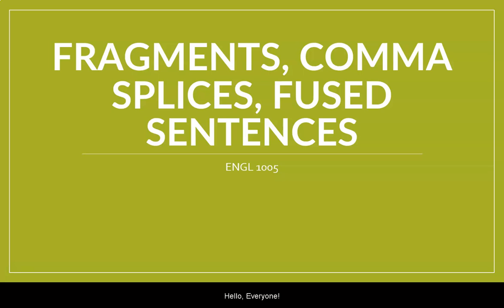Hello everyone! Now that we've covered dependent and independent clauses, the 4 types of sentences, and the 9 comma rules, it is time to look at the most common errors that college students, and most people really, tend to have with sentence structure: fragments, comma splices, and fused sentences.